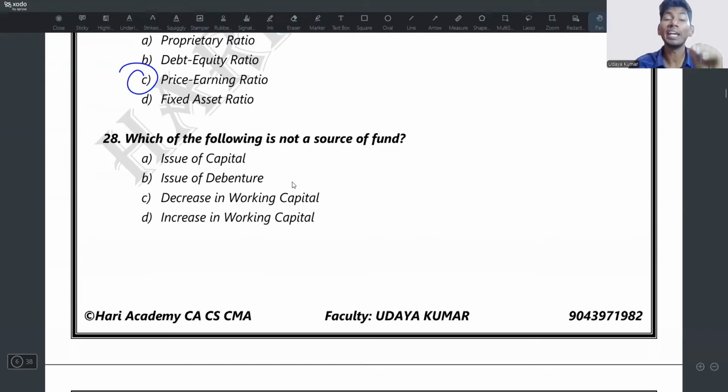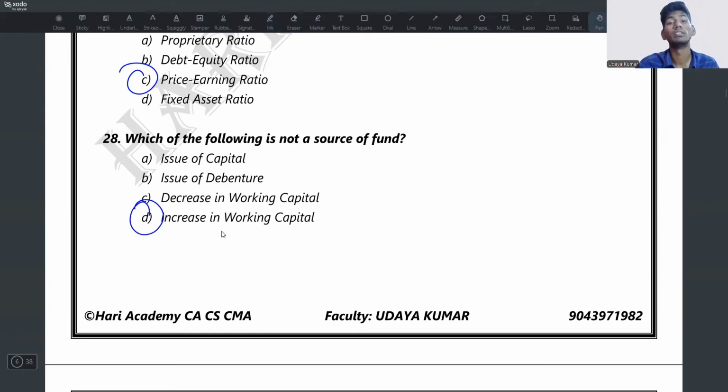So moving to the question number 29. Which of the following is not a source of fund? Issue of capital is a source of fund. Issue of debenture is a source of fund. Decreasing working capital and increasing working capital, which is not a source of fund? Come on. Decreasing or increasing? Increasing in working capital is not a source of fund. Can anyone say what is the reason behind increasing working capital not being considered as a source of fund?